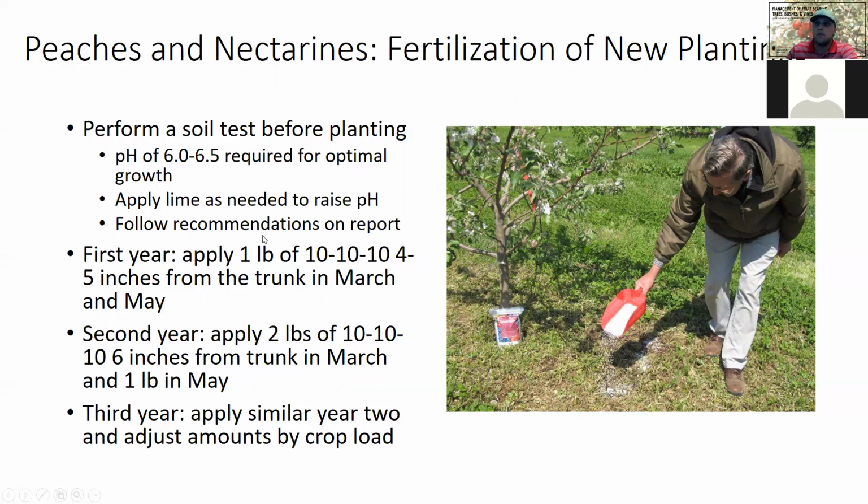But these recommendations, as far as the first year, apply 1 pound of 10-10-10, 4 to 5 inches from the trunk in March and May. Second year, apply 2 pounds of 10-10-10 and 6 inches from the trunk in March and 1 pound in May. And the third year, apply similar to year 2 and adjust amounts by crop load. So this is more of a generalized recommendation, whereas with performing a soil test, you get more of a specific recommendation.